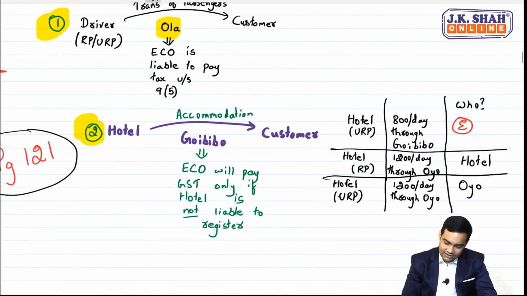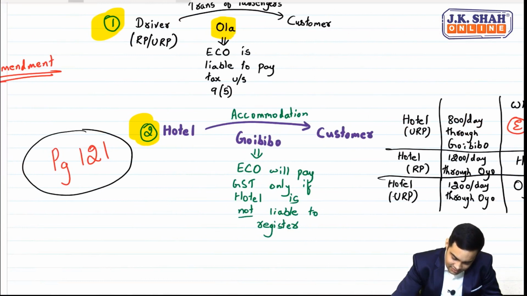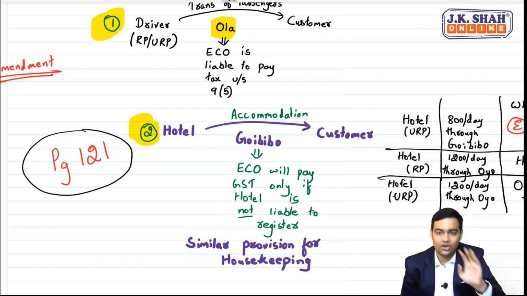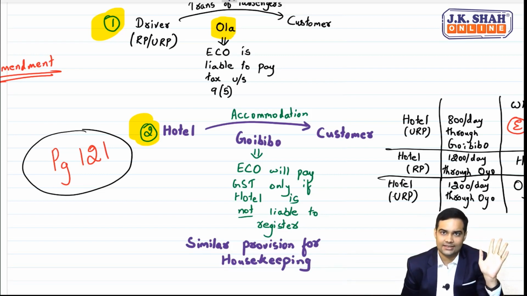I am just stating here similar provision for housekeeping. Agreed? And only housekeeping, nothing else. If anything else is supplied, it's not a case of 9.5, it goes under 9.1 forward charge.